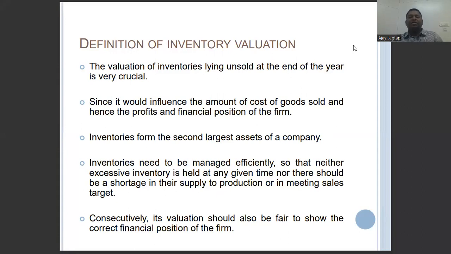Inventories need to be managed efficiently so that neither excess inventory is held for a long time, nor is there a shortage in supply for production and meeting sales targets. Consequently, inventory should also be valued fairly to show the correct financial position of the firm.